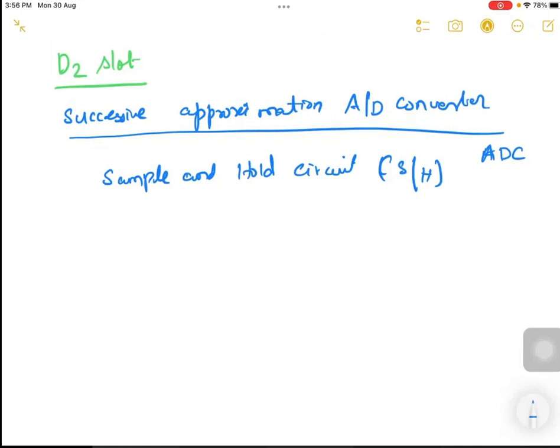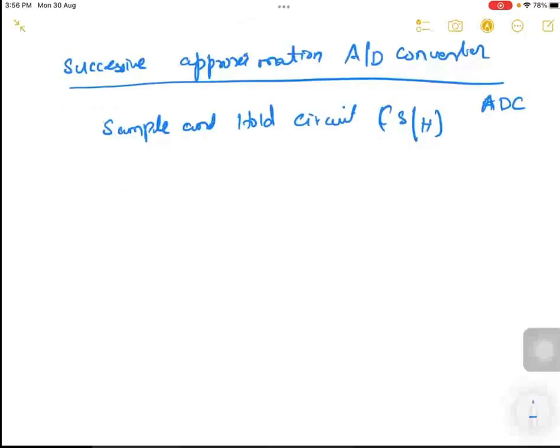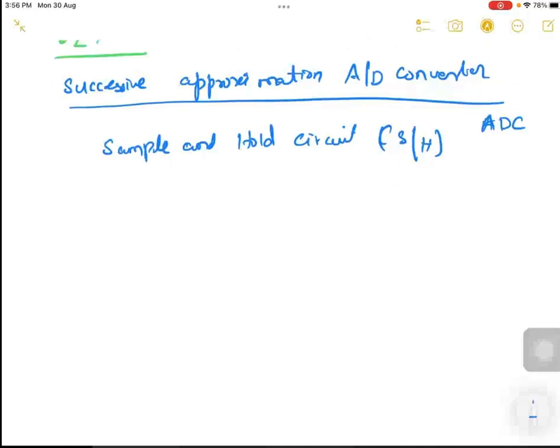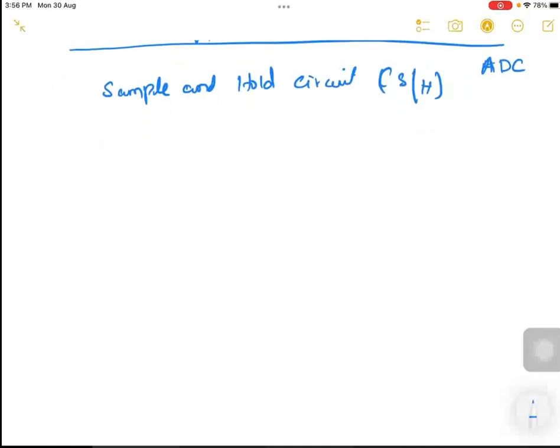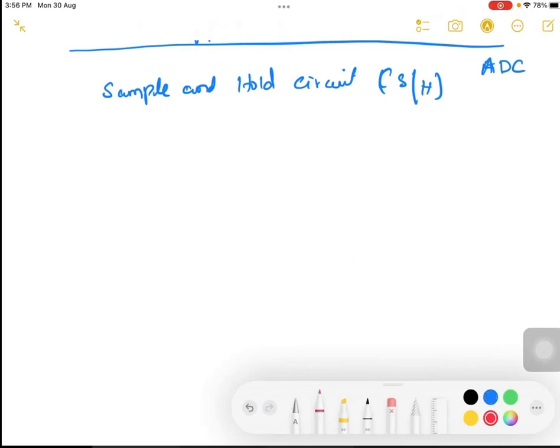Also, it is a pure electronic circuitry, and I'm not going to deal with the details of the electronic circuitry. I will show you everything in blocks, so that you will understand each and every block, and we will solve a problem also. Now I will just draw the circuitry.